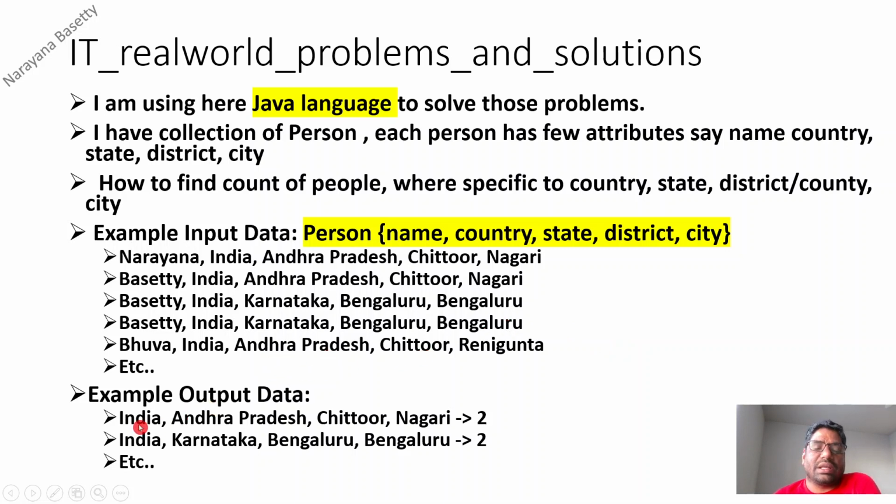I need to aggregate on a specific country, state, district, and city. According to this simple exercise, you can see that there are two people. So we wanted to aggregate like this. How can we do these kinds of aggregations using Java? That is the awesome feature which came with Java 8.